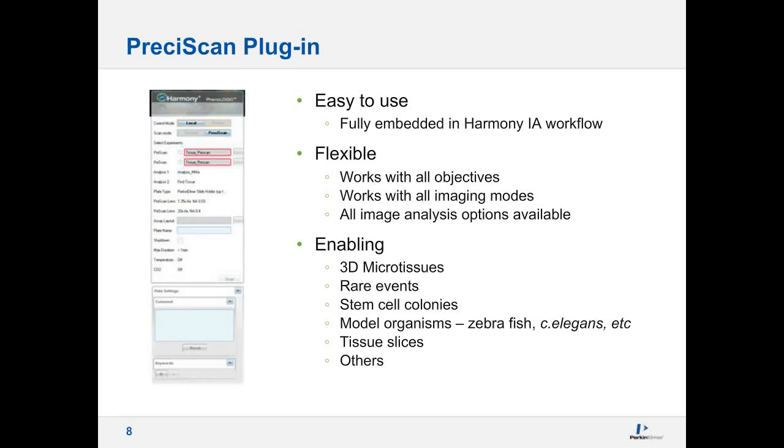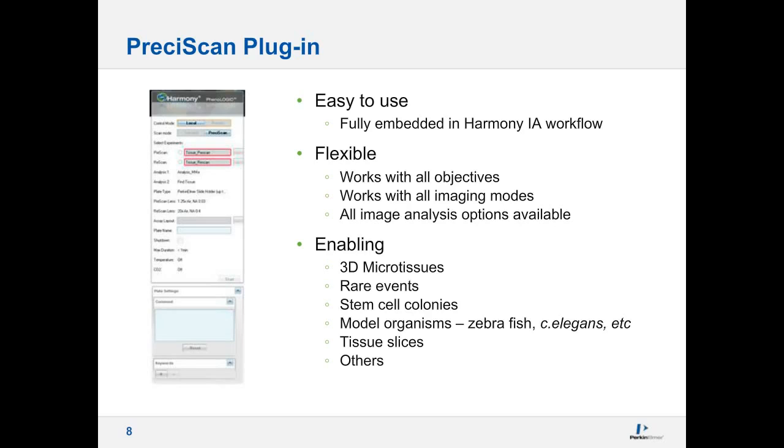It's all embedded into the Harmony image analysis workflow. It's very flexible. So essentially, there are two things we have to do. We have to create a pre-scan algorithm, and then we also have to create a post-scan or rescan algorithm. So you're creating these two different algorithms to do the analysis.